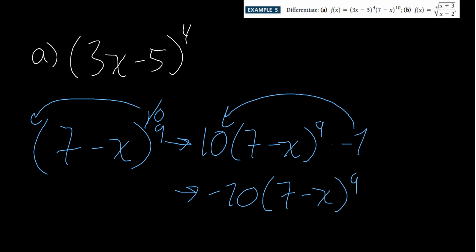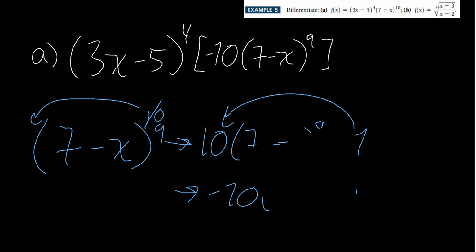So that's very fast, I know, but that is the derivative of my second term. As I said, it was first times the derivative of my second. So my second is negative 10 times 7 minus x raised to the 9th power. So that's first times the derivative of the second.